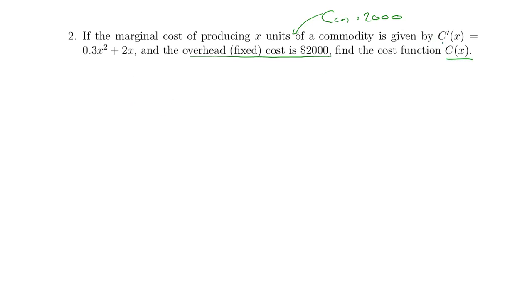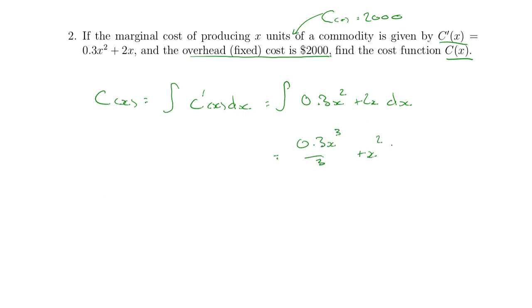We want capital C, and we have the derivative. So what we want to notice is that capital C is the antiderivative of marginal cost. So that's the integral of 0.3x squared plus 2x dx. That means our cost function is really going to be 0.3x cubed over 3 plus x squared. I'm going to say plus k now. The reason I'm not using c for my constant of integration is that c means cost in this example. So I'll use k, whatever. So I've got 0.1x cubed plus x squared plus k.